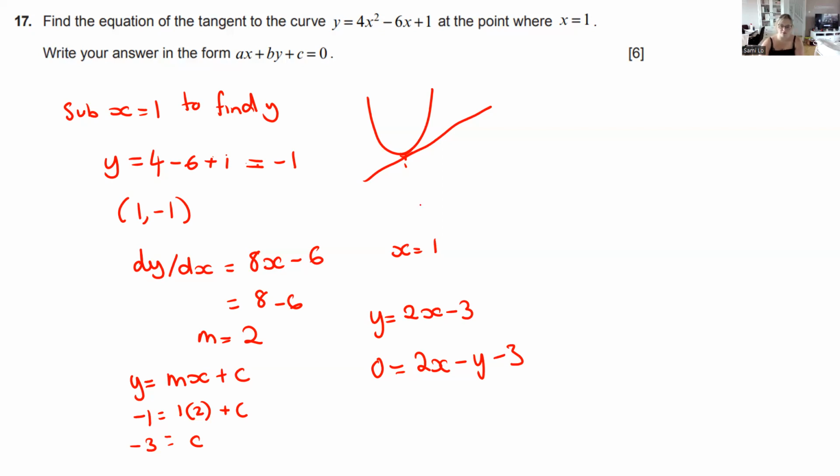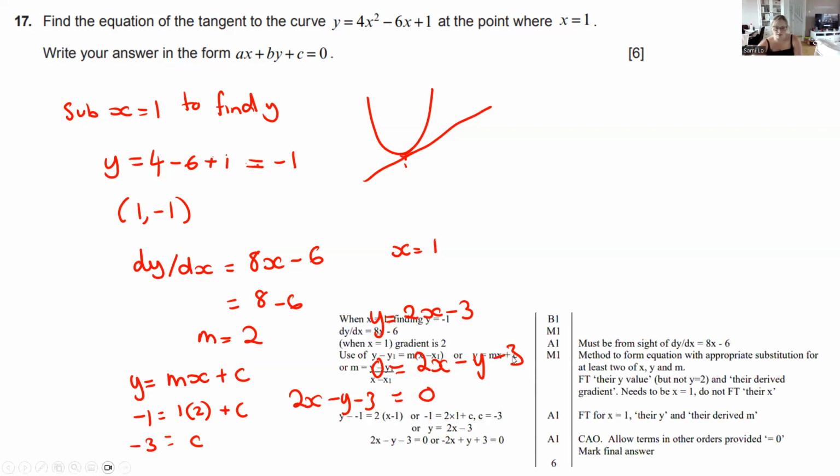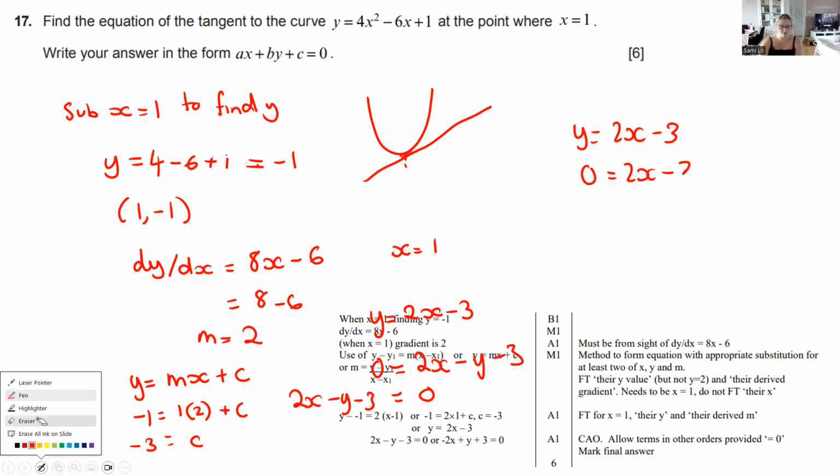It's just the other way around. So if you felt paranoid, you could always write it the other way around. It doesn't make a difference. Minus y minus 3 or 0. There you go. And let's check the mark scheme that I've just written all over. Let's write this up here just so I've got it. y equals 2x minus 3. 0 equals 2x minus y. So much for doing it quick.